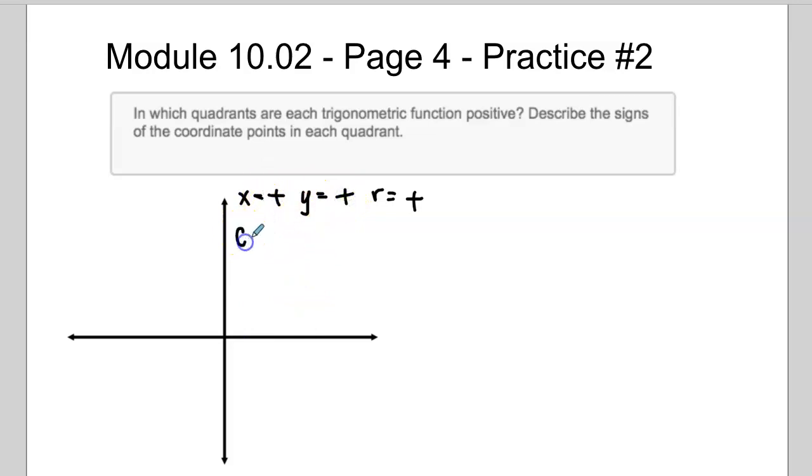So if I were to write down my three trig ratios, actually, sorry, I'm going to start with sine. I always like to go sine, cosine, then tangent, just like SOHCAHTOA. So starting off with sine, we have positive y over positive r.